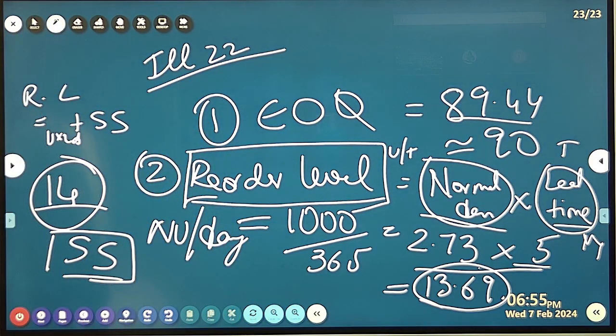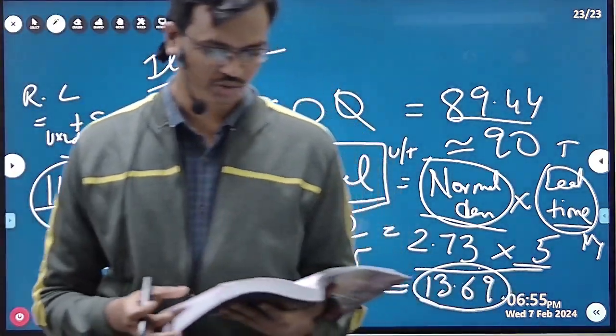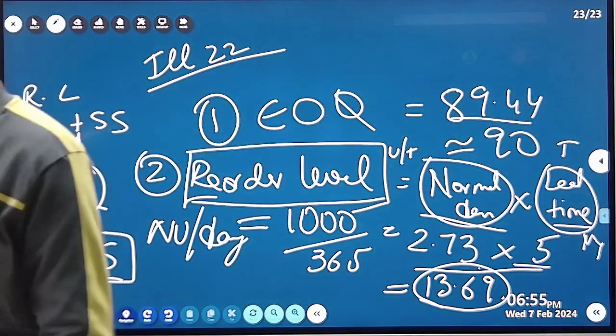So let us close here, we do not want to overload. So we have a different type of problem where you will be given probability. We will see that in the next class.